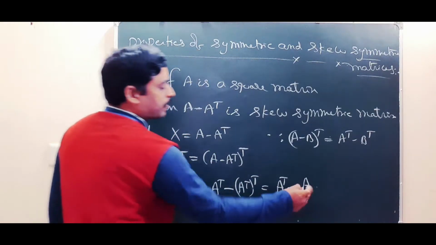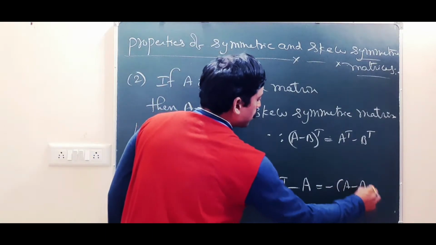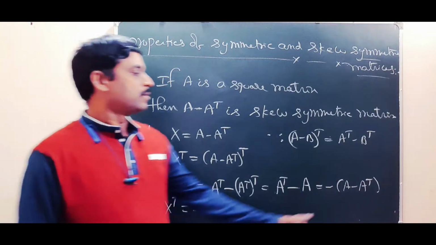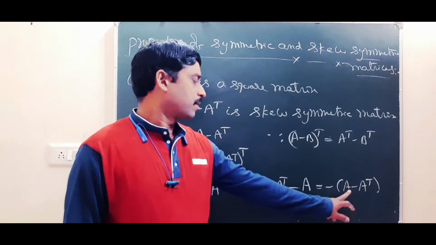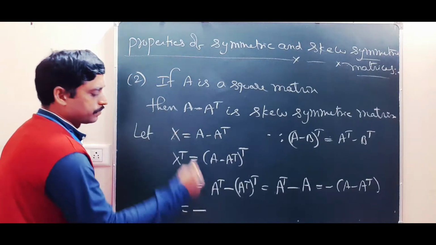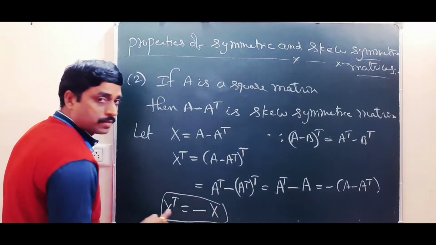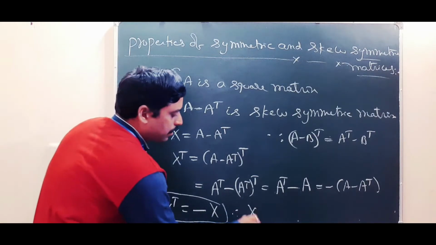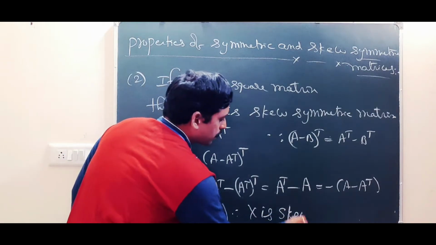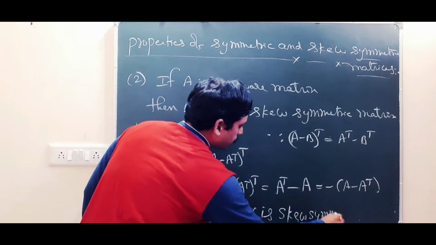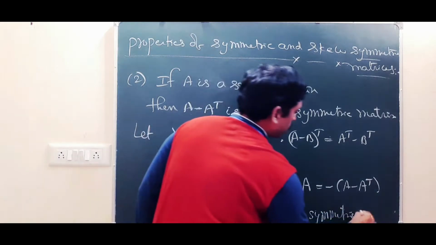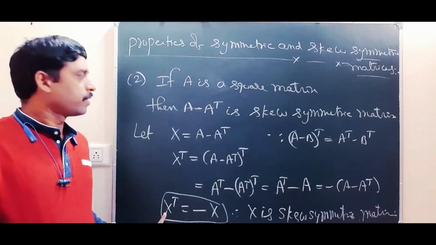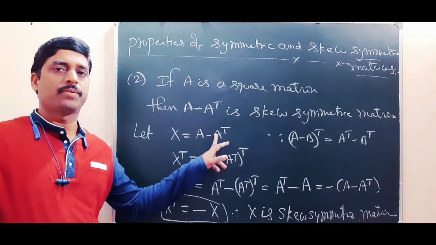In this one, taking minus 1 common, we get minus of (A minus A transpose). Therefore X transpose equal to minus of (A minus A transpose), which we write as X. So X transpose is equal to minus X. This is the definition of a skew symmetric matrix. Therefore X, which means A minus A transpose, is a skew symmetric matrix.